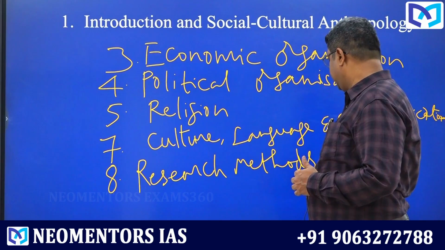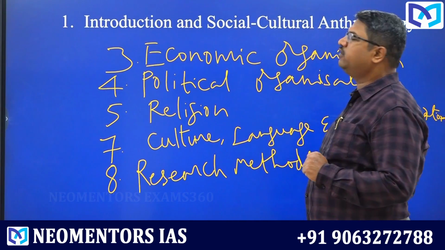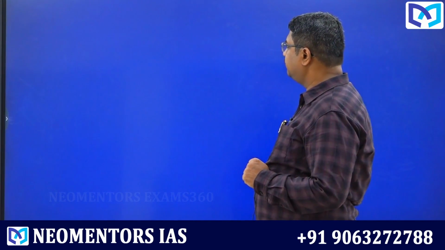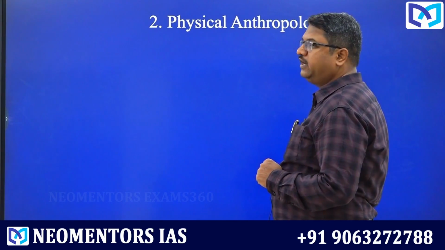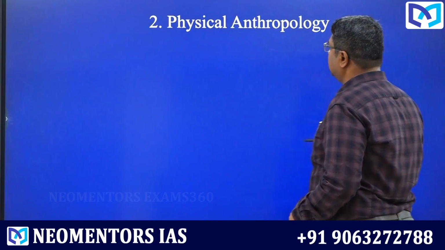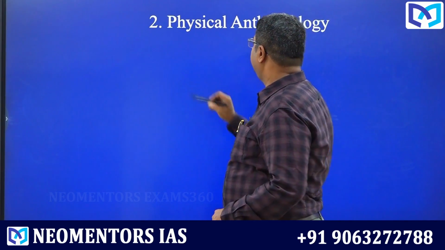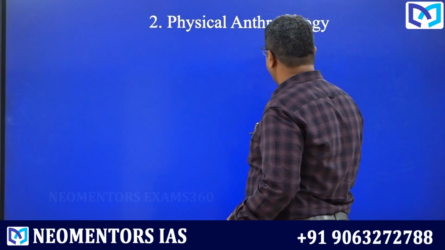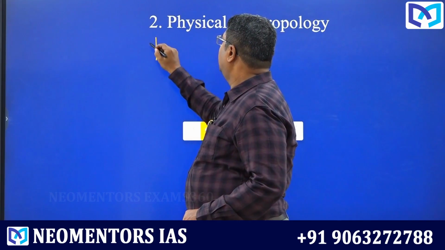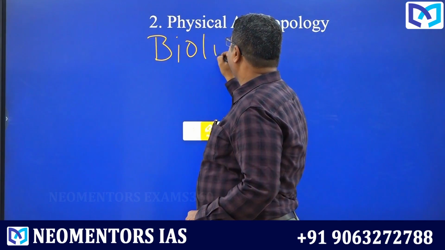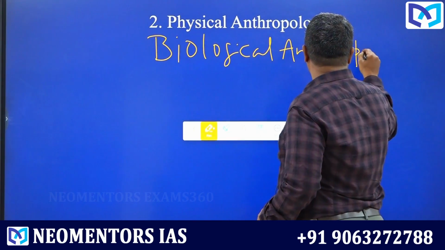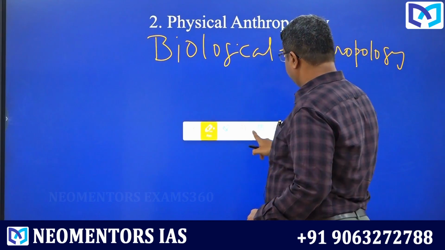So this sums up the broad introduction to chapter 1 or part 1 of the syllabus. Now if you go to part 2 of the syllabus, you see it is named physical anthropology. Traditionally it was called physical anthropology, but popularly today it is known as biological anthropology. Most scholars call it biological anthropology because physical was an older way of usage.